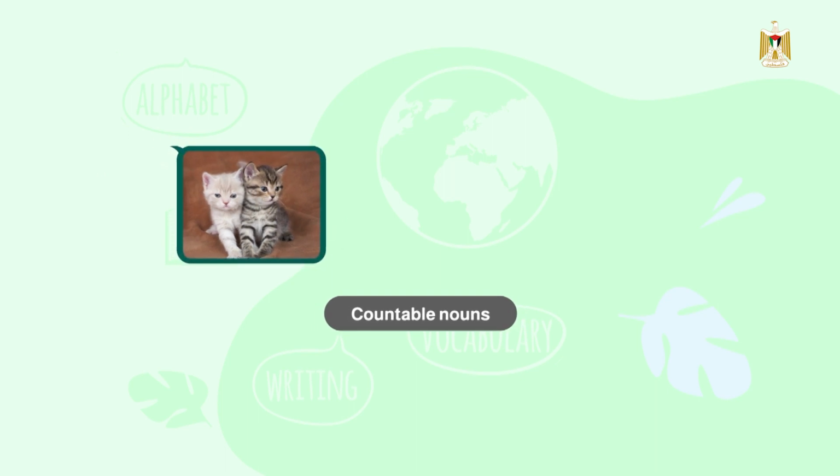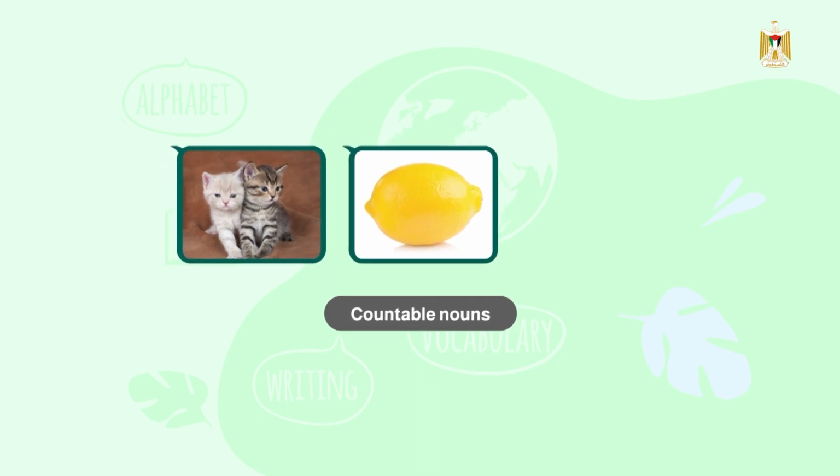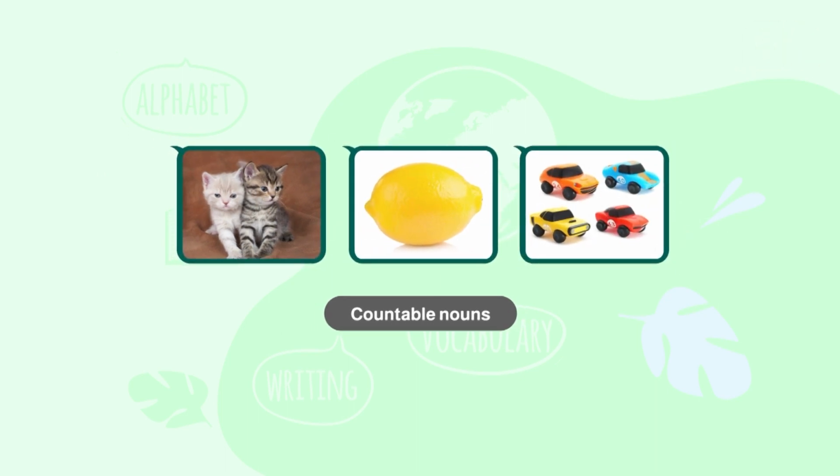First, look at these pictures. Picture 1: 2 cats, 1 lemon, 4 cars. As you see, some nouns we can count them. 1 pen, 1, 2, 3 pens. We call these countable nouns. بعض الأشياء يمكن عدها ونسميها الأسماء المعدودة.